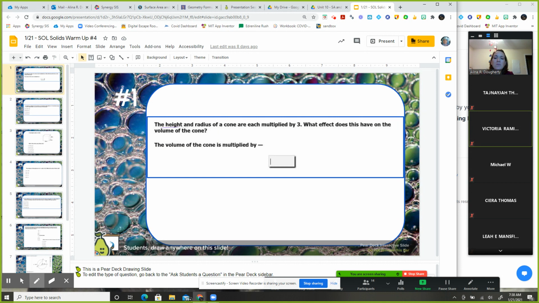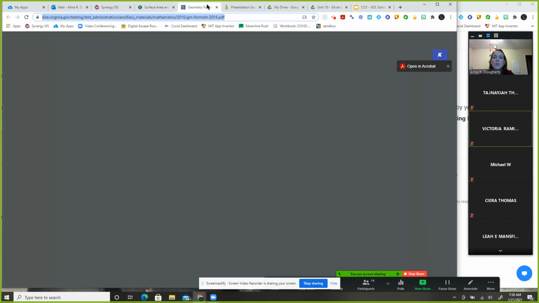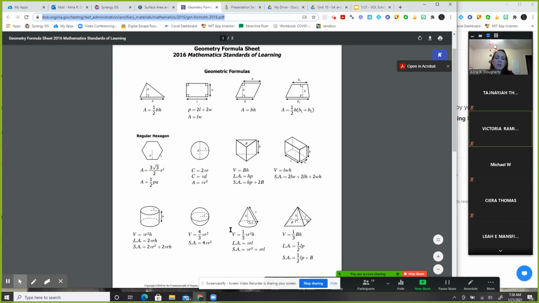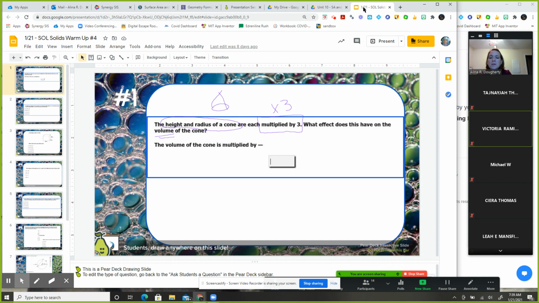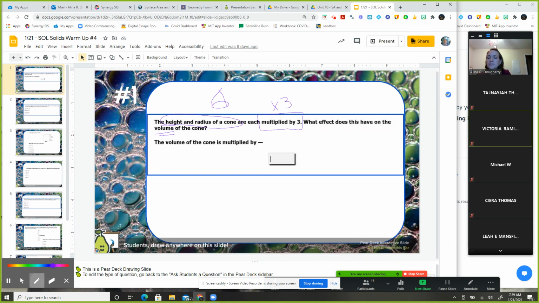So the height and radius of a cone, so I know I'm talking about a cone, are each multiplied by 3. What effect does that have on the volume? So I'm going to go to my formula sheet. I'm going to look at volume of a cone. That's 1/3 pi r squared h. So volume equals 1/3 pi r squared h.